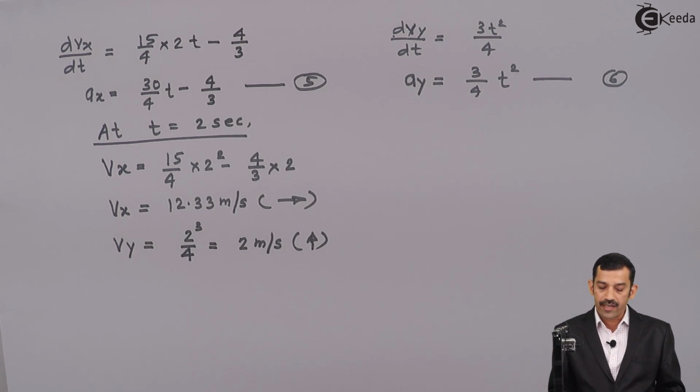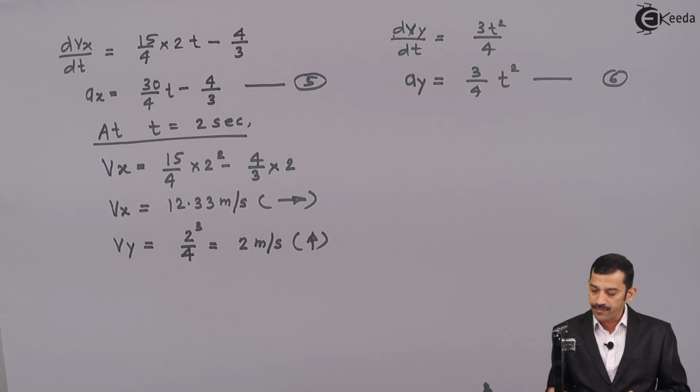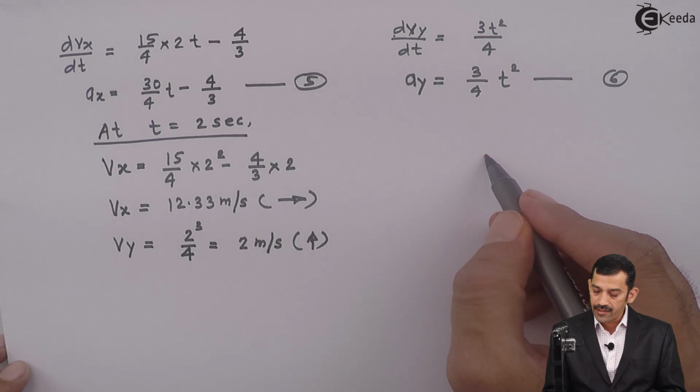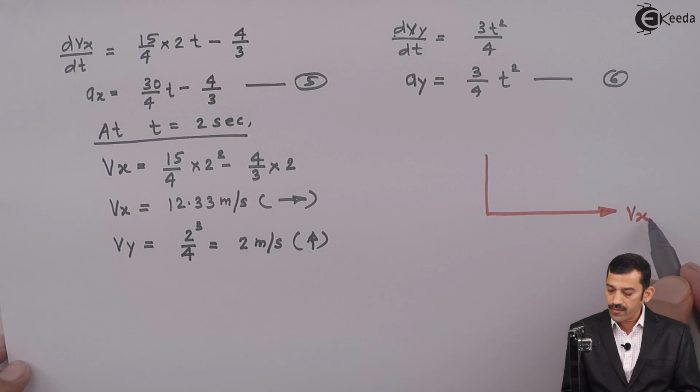Now Vx is rightward and Vy is upward, that means the resultant velocity will be in the first quadrant. So graphically we will represent here Vx and Vy: Vx rightward, Vy upward.